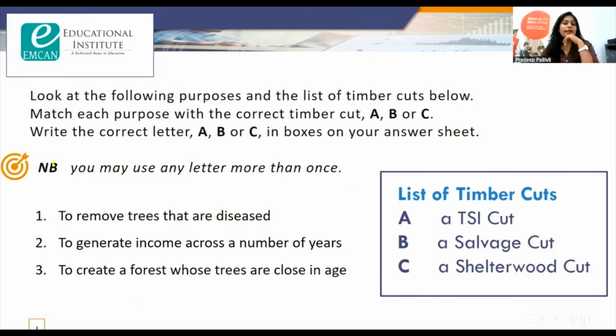Let me get one highlighter. You may use any letter more than once. It means this A, B, C can be repeated. It's not that you are going to use one letter for one answer. No. So we got the features here: TSI cut, salvage cut, shelter wood cut.